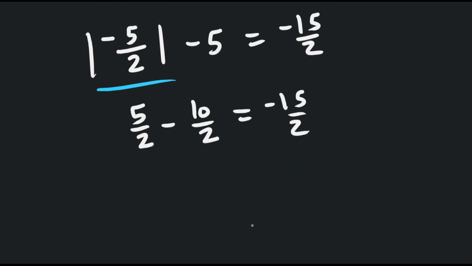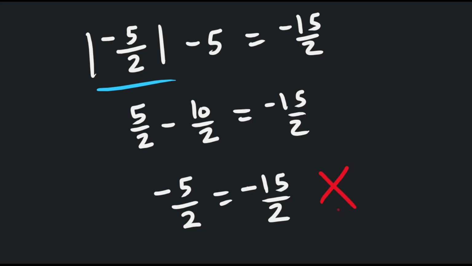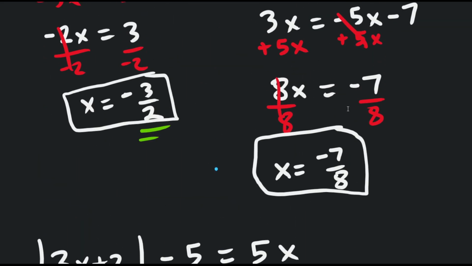And great, what is 5 over 2 minus 10 over 2? That is negative 5 over 2. So negative 5 over 2 equals negative 15 over 2. And right away you can tell this is wrong. Negative 5 over 2 does not equal negative 15 over 2. So our first answer of negative 3 over 2 is extraneous. This is extraneous. So this is not a solution, negative 3 over 2.